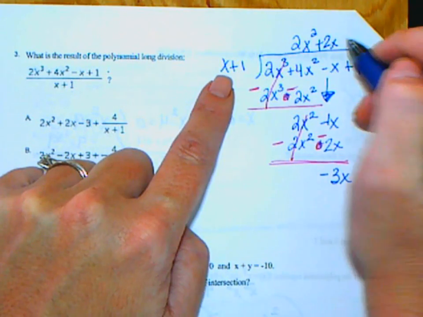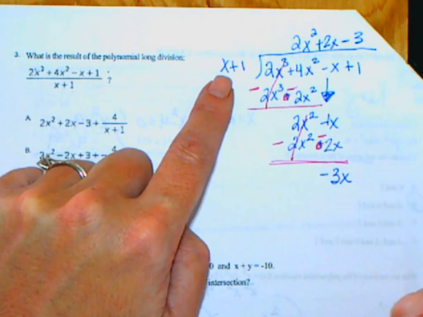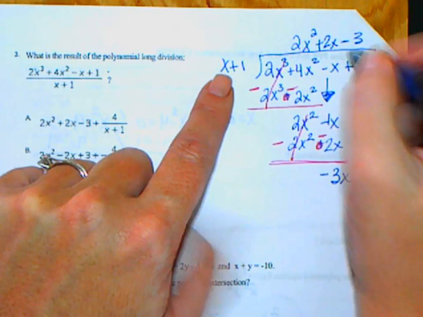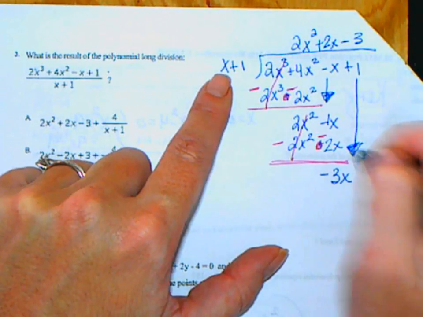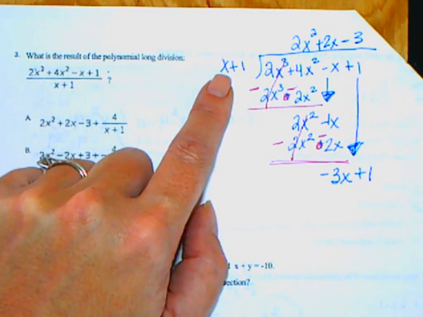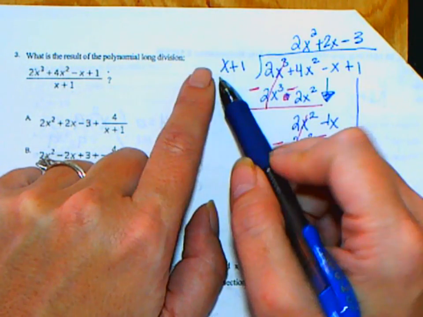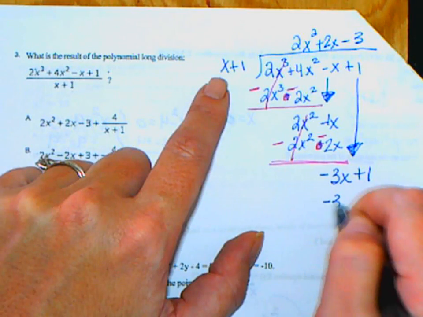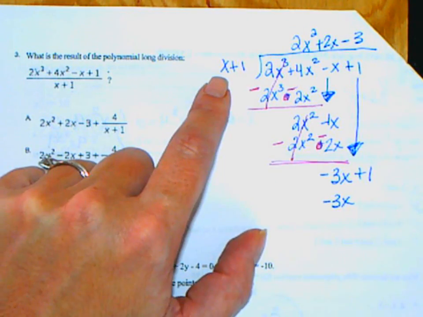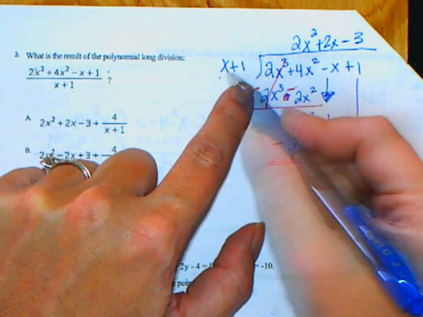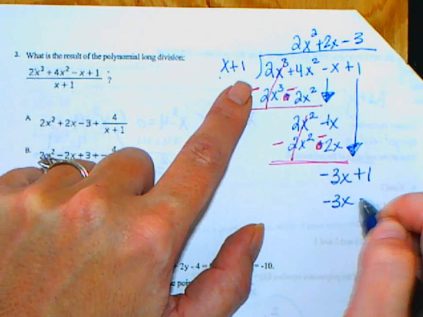Negative 3. Don't we have to bring the 1 down? Oh, yes, thank you. Forgot to drop it like it was hot. Good job. Bring that 1 down. So negative 3 times x is negative 3x. If these aren't identical, something's wrong. Negative 3 times positive 1 is negative 3.